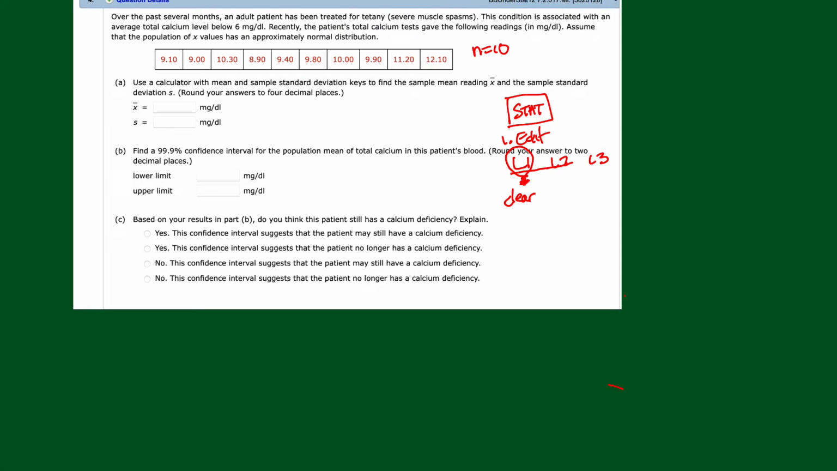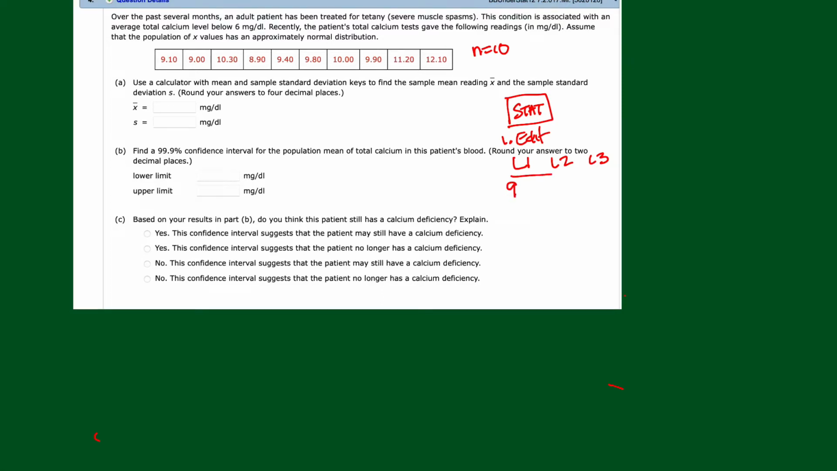Move the cursor, use the up arrow to get it actually on L1. Press clear, and then enter. And that should clear all that data from that list. Now just start typing your numbers right in there.